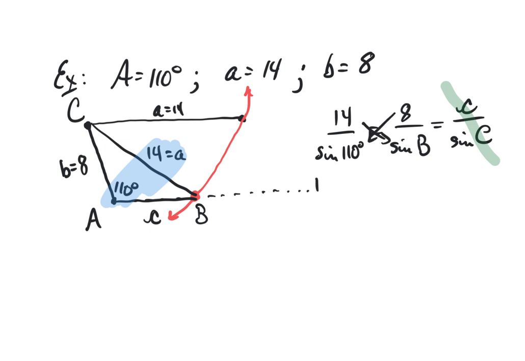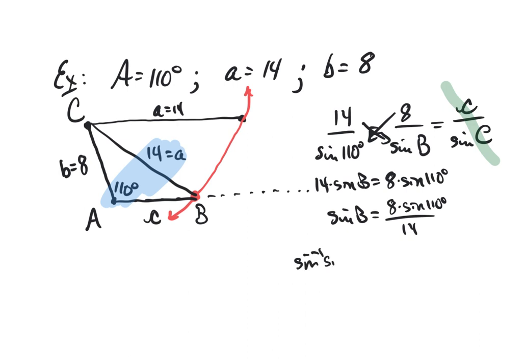So going in one direction we have 14 times the sine of B, and in the other direction we have 8 times the sine of 110. To get rid of times 14, divide by 14. So I'd have 8 times the sine of 110 divided by 14. And then to get rid of the sine on the left, I do the inverse. So I take the inverse sine of both sides, and whatever you do on one side, do on the other. So I'd have the inverse sine of 8 times the sine of 110 divided by 14.